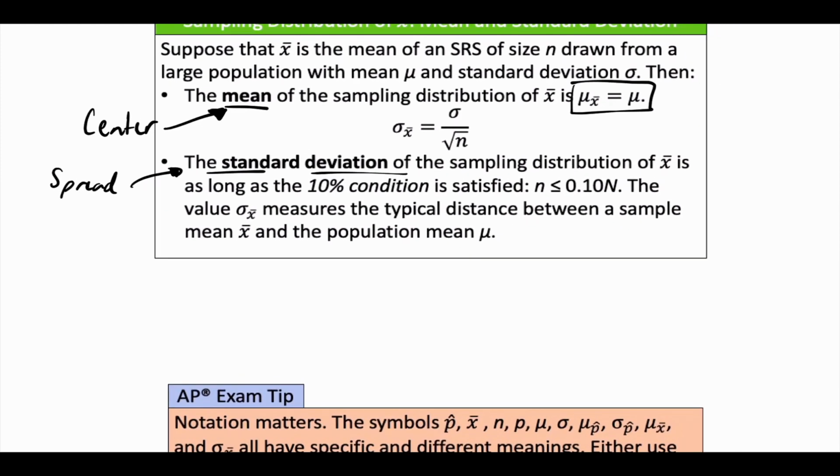Okay? We have a formula for that one. So the standard deviation for all the x bars is the standard deviation divided by the square root of n. Okay.